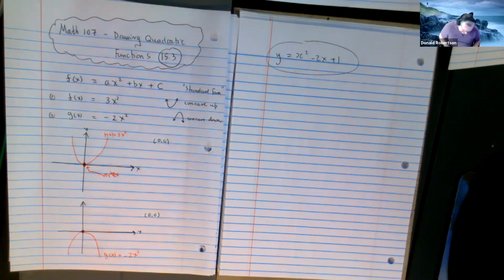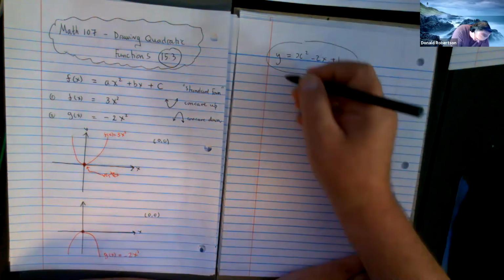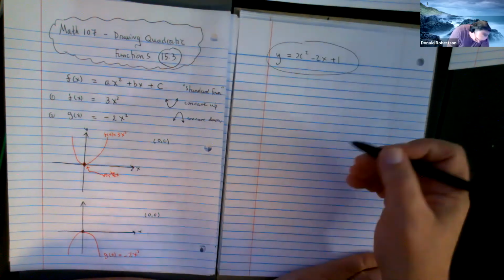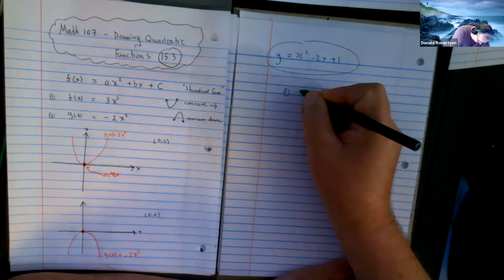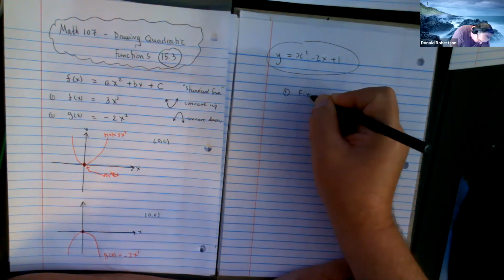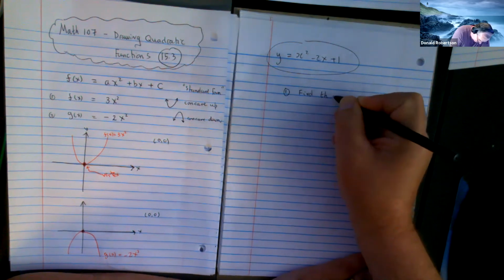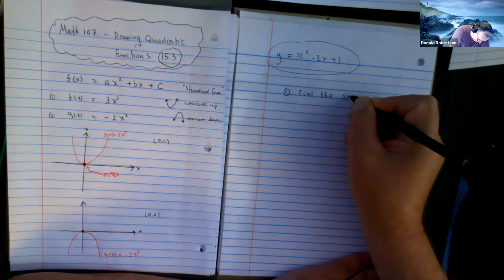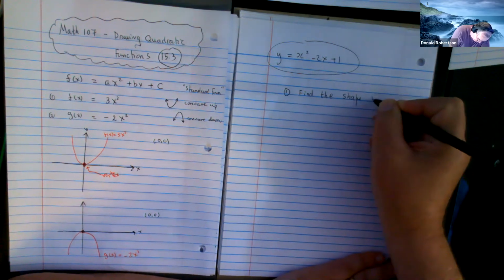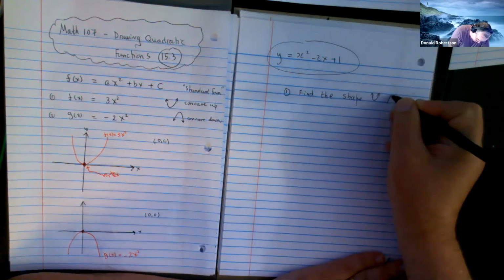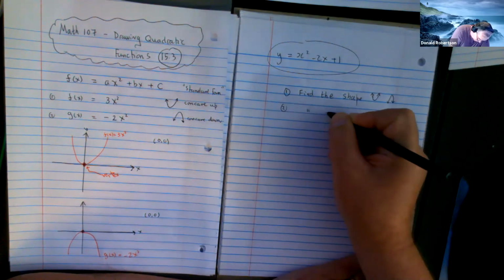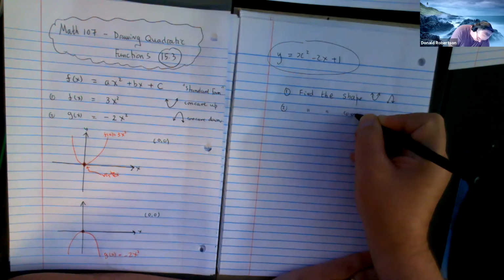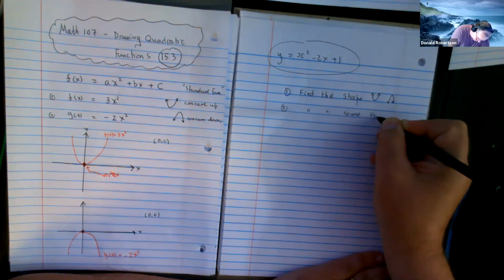Now, the key to doing these types of sketches, if you want to do them quickly, and that's what we want, is to find 2 things. Find a shape. In other words, is it going to be a happy or a sad face? And then find the coordinates of the vertex.